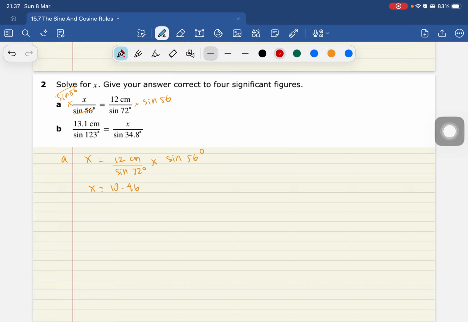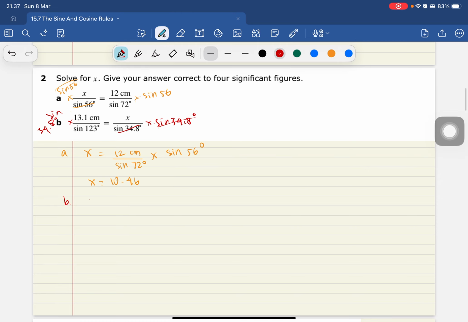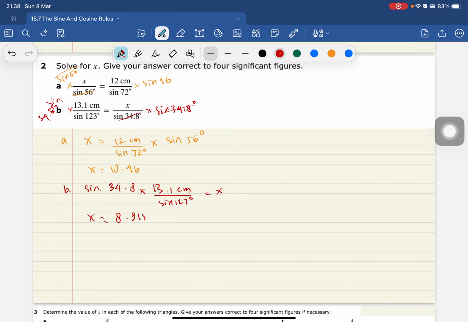Okay, goes for part b. Look at it. We can just multiply by sine 34.8 and do the same thing for the left side. So b equals sine 34.8 degrees multiplied with 13.1 centimeters, divided by sine 123 degrees, equal to x. Use a calculator and you will get the answer of 8.915 centimeters.